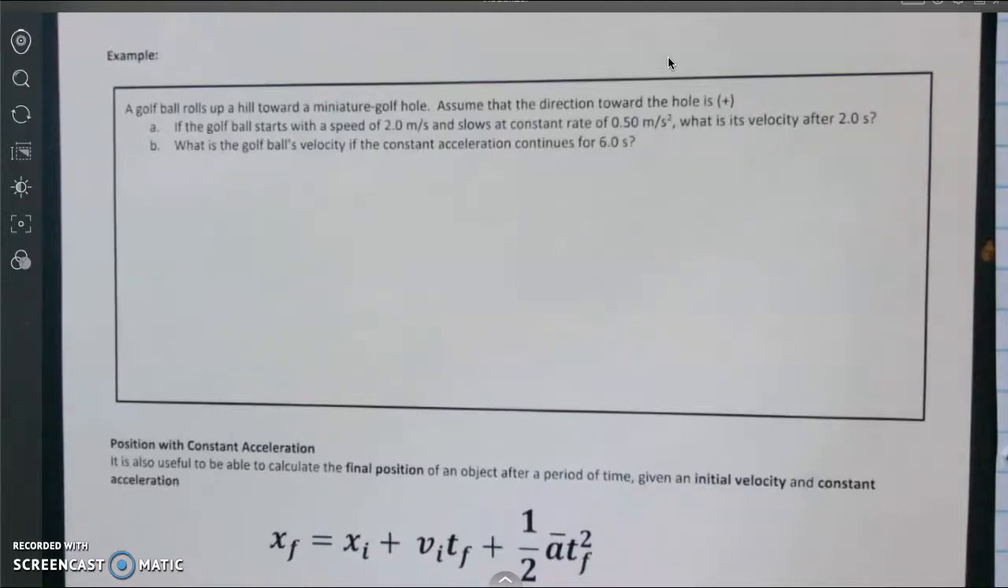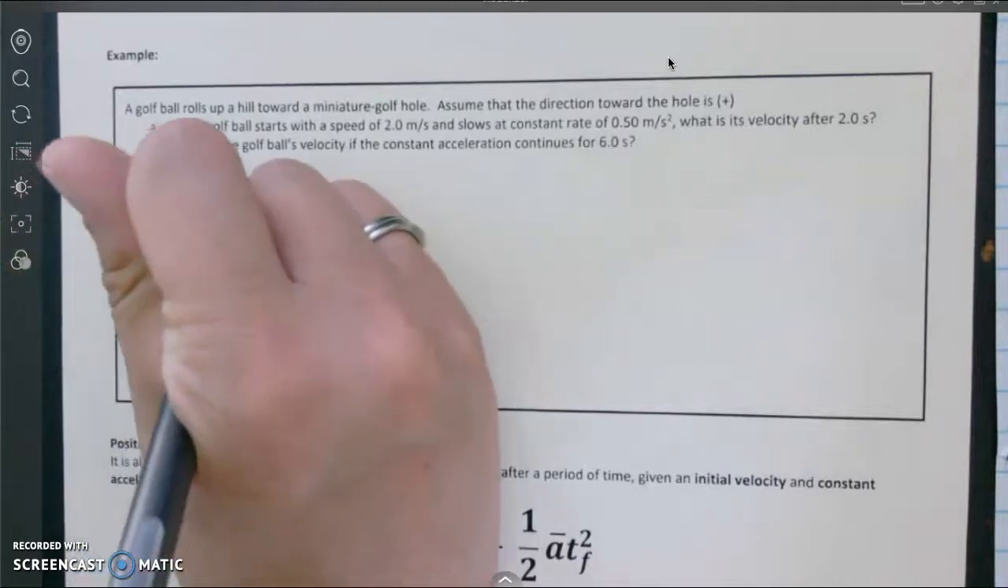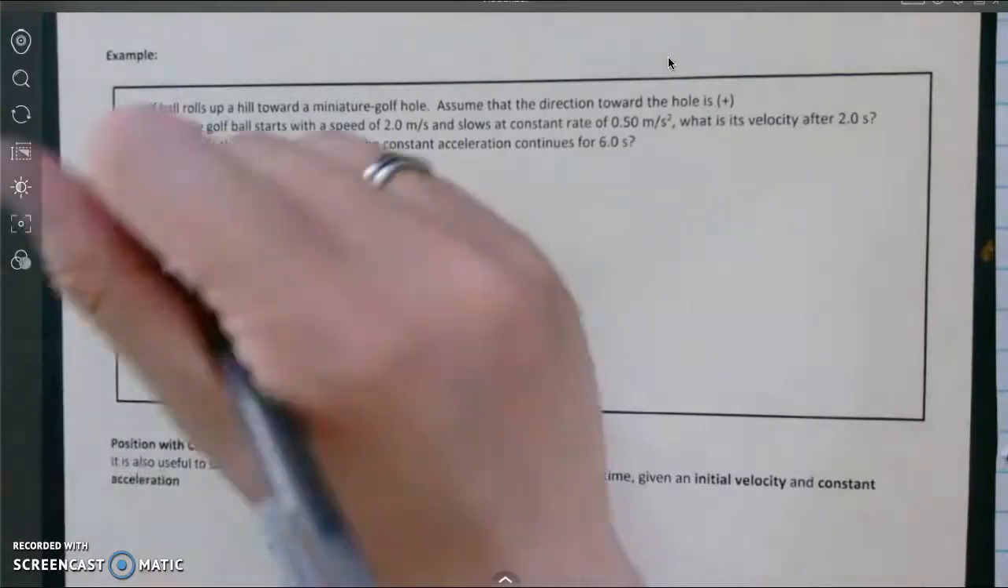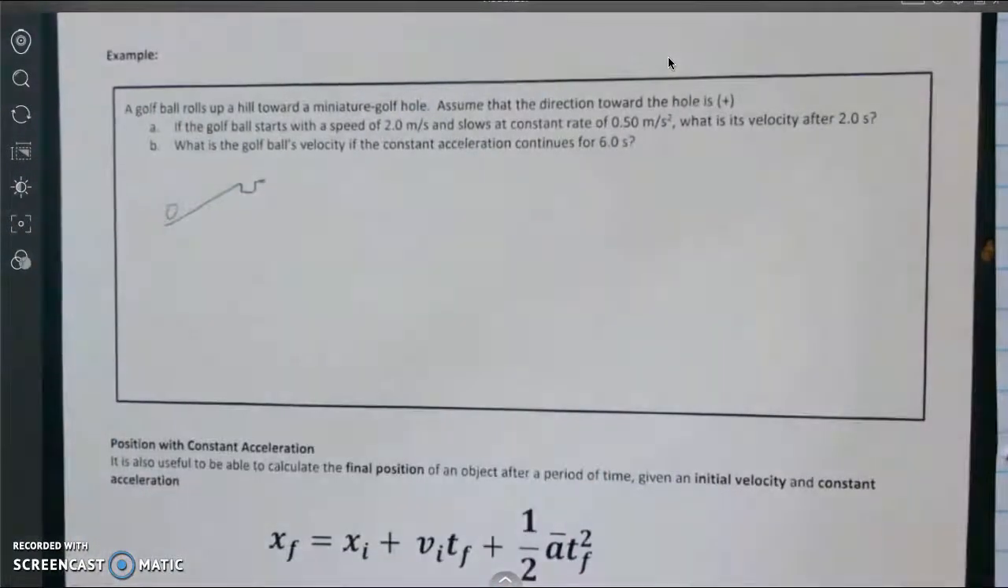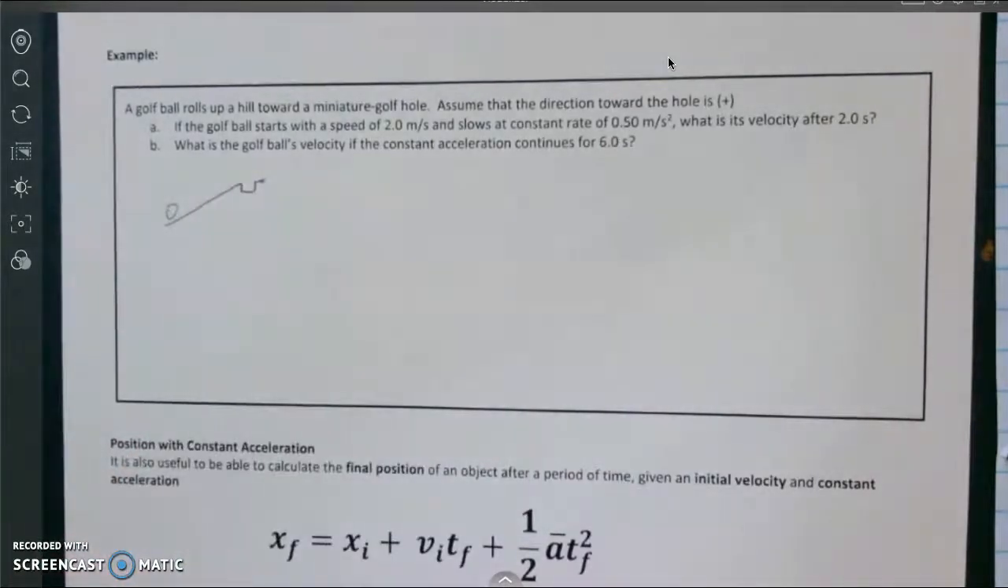All right. Draw a picture, establish an origin. So a golf ball rolls up a hill in miniature golf, and right at the top of the hill, that's where the hole is. So there's our golf ball. And we're going to assume that the direction of the hole is positive, so we're going to call this positive. So we drew our picture.